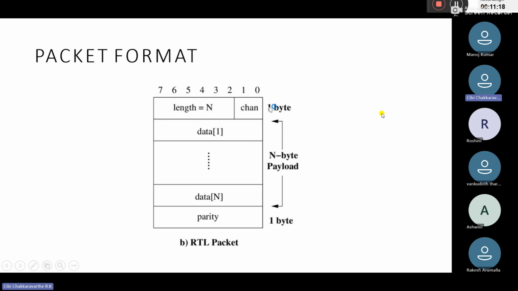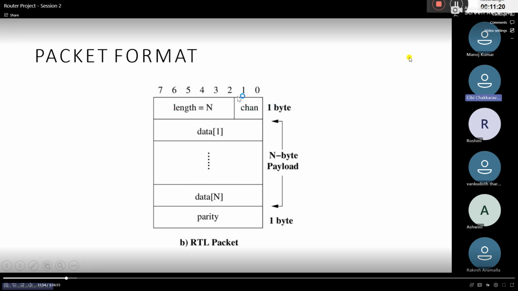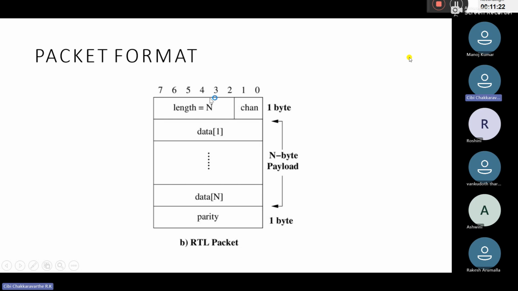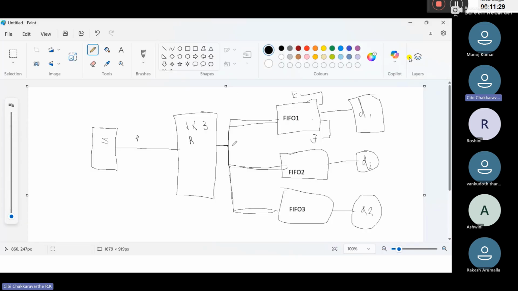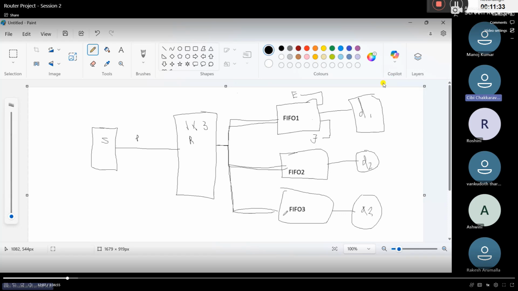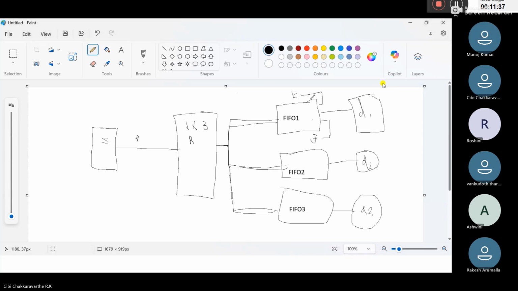In the packet format, see the first 8 bits, that is the first byte, contains the address and the length of our data payload. Then we have data and parity. Based on this, our router will send the packet to the correct destination. Then this FIFO will store that packet and send it to the destination, in a proper one by one way without losing any data.